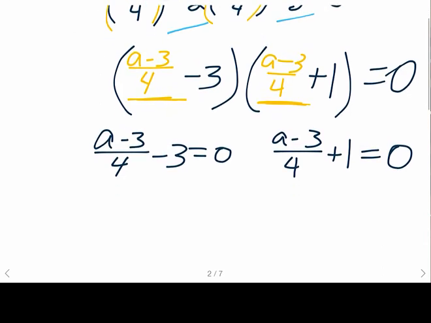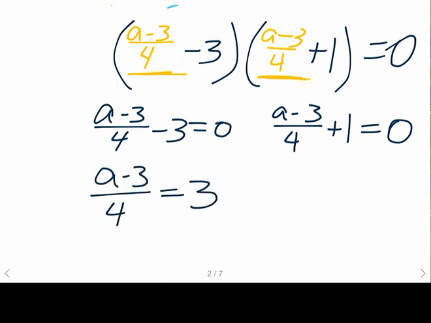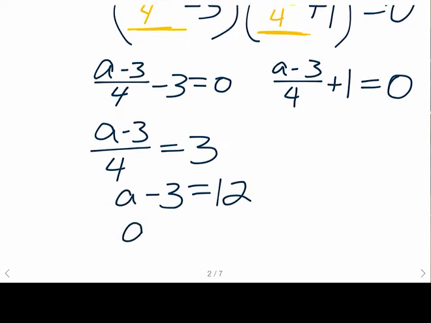So for a − 3/4 − 3 = 0, I'm going to add 3 to both sides and get a − 3/4 = 3, and then multiply both sides by 4. a − 3 = 12, and finally add 3 to both sides. a = 15.